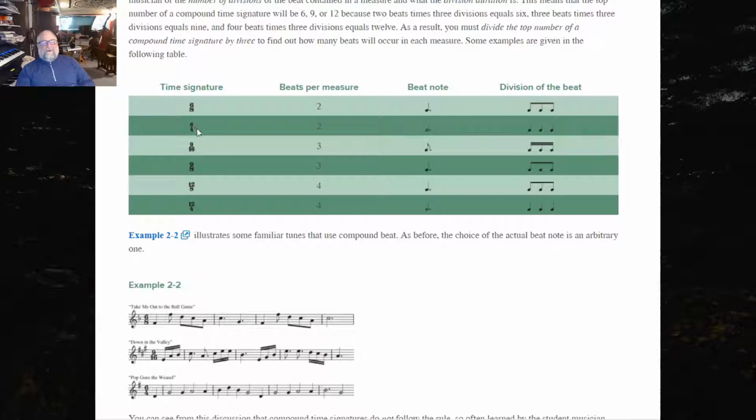Here's 6/4 time. 6/4 time has six quarter notes, but those quarter notes are grouped into groups of three. So three quarter notes makes a beat. The beat note is a dotted half. And we keep going. 9/16, groups of three sixteenth notes. 9/8, groups of three eighth notes. How many groups? Three groups. You need three groups of three to make nine.